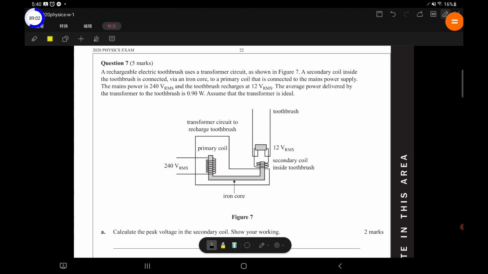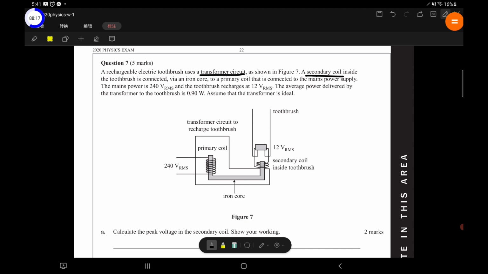A rechargeable electric toothbrush uses a transformer circuit as shown in figure 7. Remember that with transformers, we have two coils. We have the primary coil and we have the secondary coil. The primary coil has the role of receiving the input current, and the secondary coil has the role of receiving the current from the primary coil. So a transformer is basically a way for you to teleport the electricity from one coil to another through thin air, essentially, using the principles of electromagnetic induction, right? Faraday's law, Lenz's law. Now, enough of the theory, let's actually analyze the question.